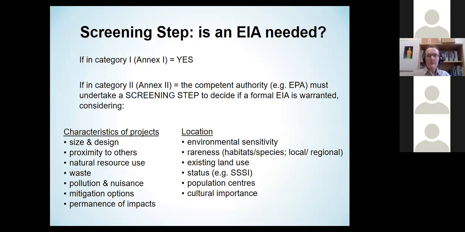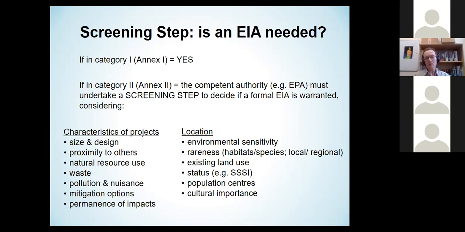So here we're asking ourselves, do we need an EIA to be done? Well, if the development project is in that first category, that major development category, then automatically we know that we are going to need an EIA. But if it's in that second category, with the slightly smaller but still important developments, then you have to consult with the competent authority, for example, the Environment Protection Agency, as to whether one is needed, and also local authorities. So this is part of the screening step. This helps us to identify if a formal EIA is warranted.